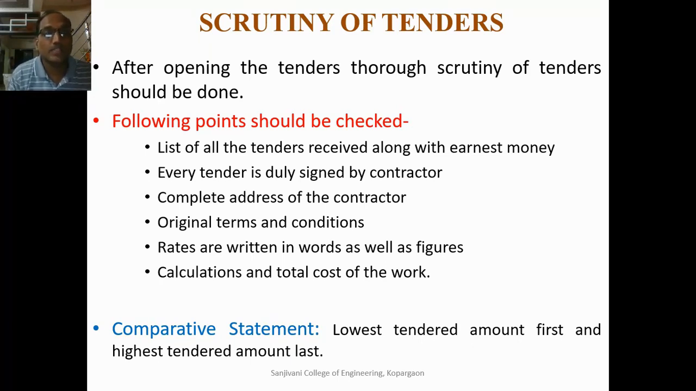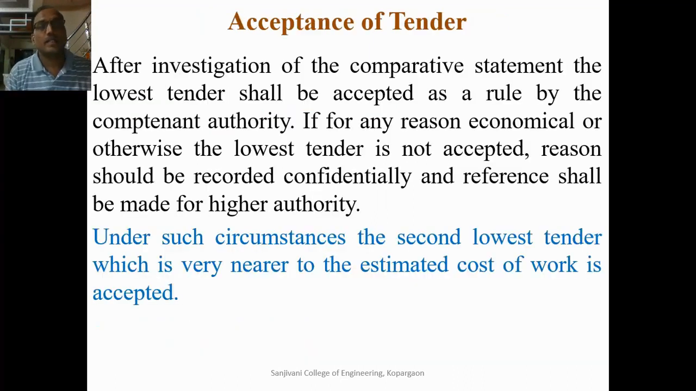Whether the original terms and conditions which are supposed to be attached with the tender documents are attached or not, or any sort of modification, changes or alterations are made by the contractor, is also properly checked. Then whether rates are written in words as well as in figures; if there is any discrepancy, that is also checked. Then calculations as well as total cost of the work are also checked. After this scrutiny of the tenders, a comparative statement is prepared. In this comparative statement, normally the lowest tendered amount is kept first and the highest tendered amount is kept last. Next comes the acceptance of the tender.